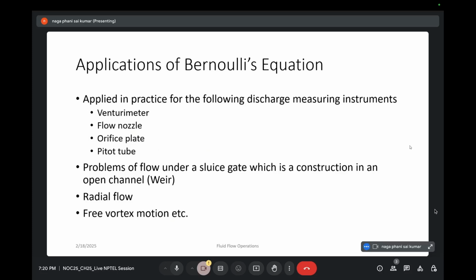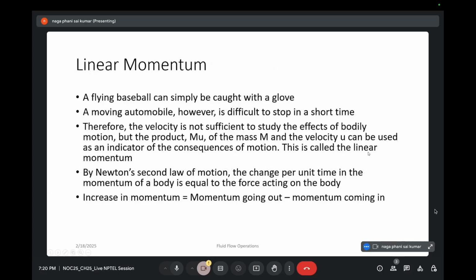Okay. So now coming to linear momentum. So this is the third principle, right? Principle of conservation of momentum. So we learned about conservation of mass, that is continuity equation. Then we also learned about the conservation of energy, that is derivation of Bernoulli's equation. And now we'll learn about conservation of momentum. If you have any doubts until now, you can ask me. You can post them in the chat box or unmute yourself and ask me.